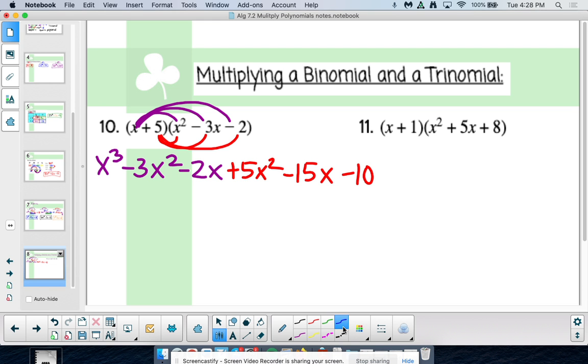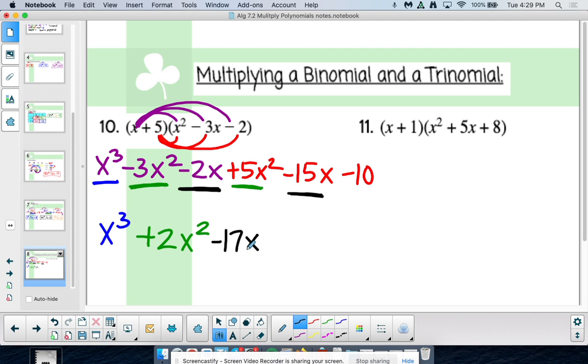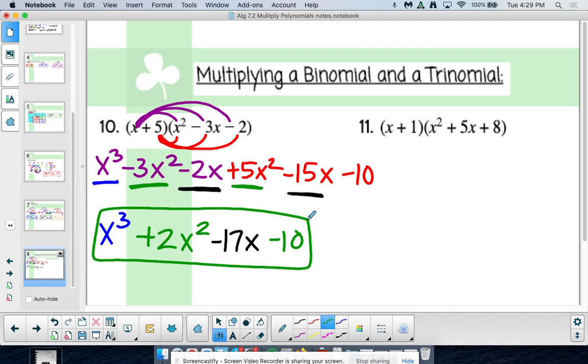Now let's add our like terms. So again, just start with the largest exponent. Here's my x cubes. Do I have any other x cubes? Nope. So I have my x cubes. Go to your x squared. So I have negative 3 here and 5 there. Negative 3x squared plus 5x squared is 2x squared. Moving on to just our x's, negative 2 minus 15, negative 17x. And then drop down that negative 10. It's a lot to keep track of, folks, and a lot of places to make silly mistakes. So just take your time and write it out.